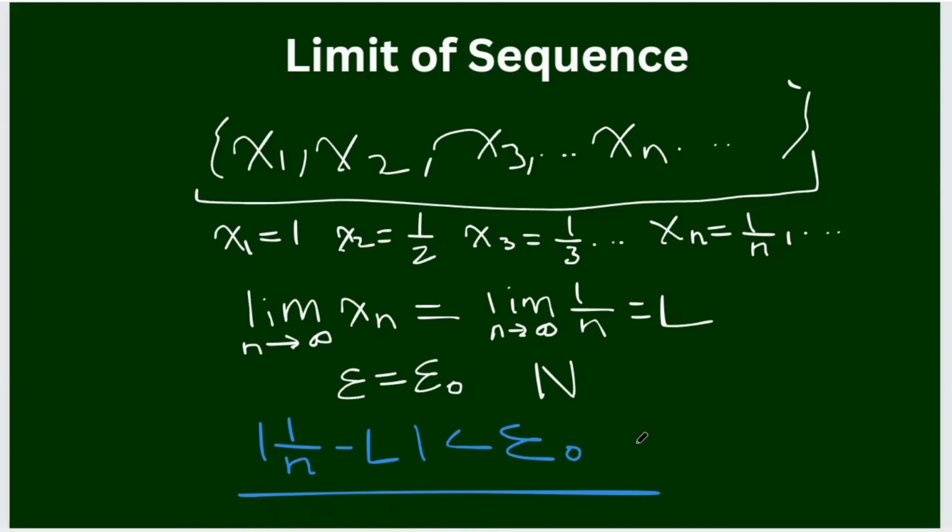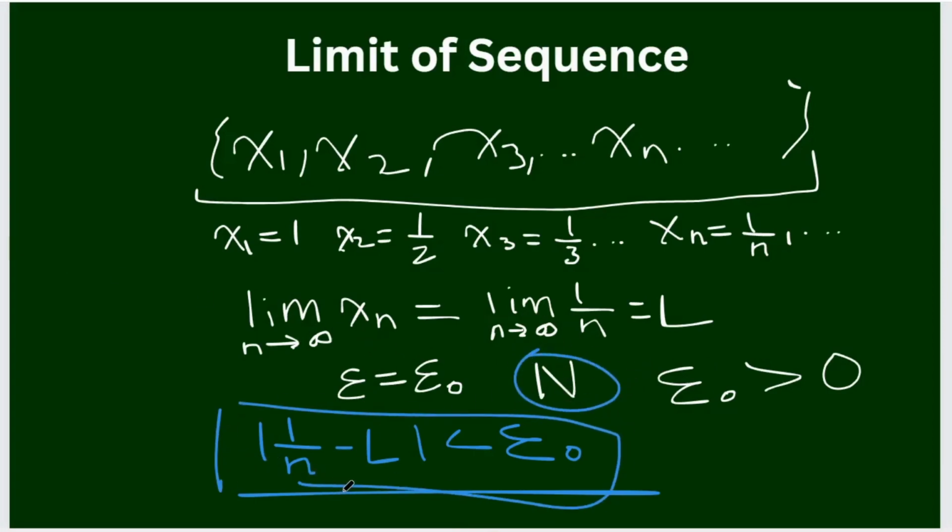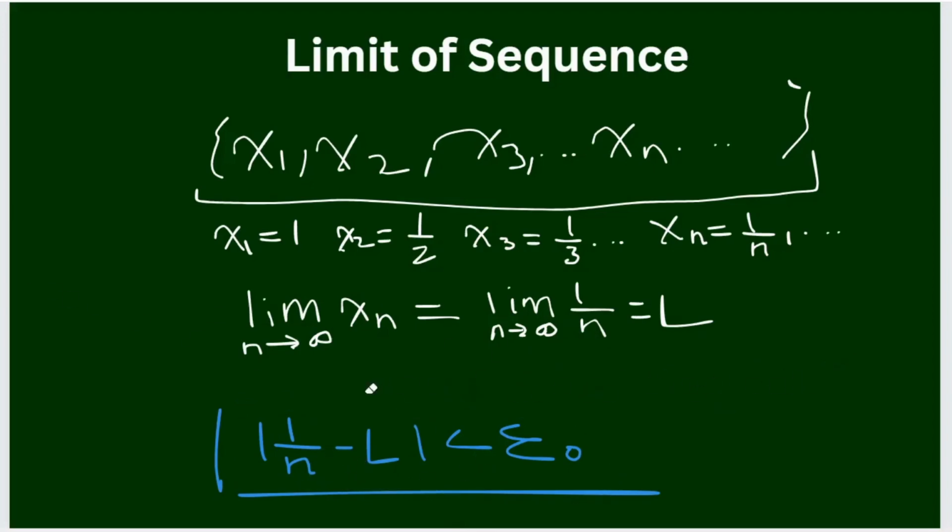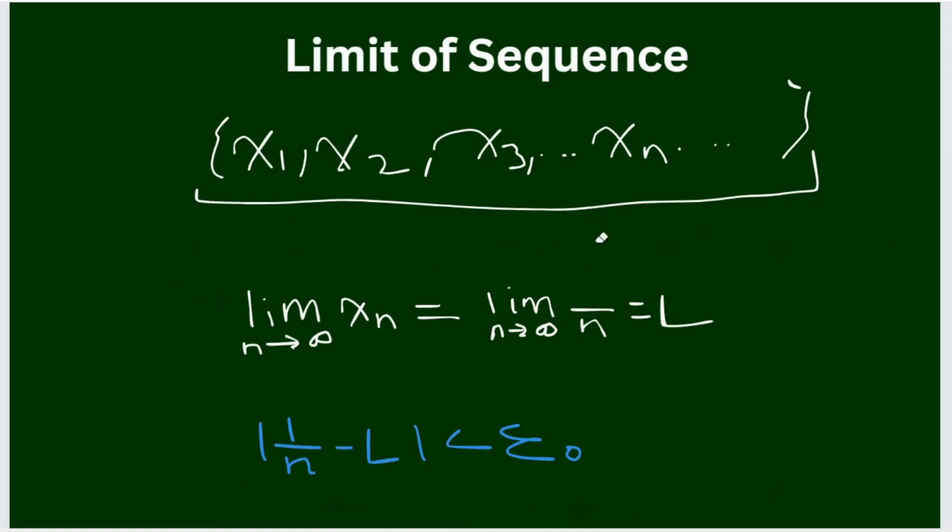So for any given epsilon 0, and by the way, epsilon 0 is greater than 0, so it's a positive number. It can be a very small positive number, but it's a positive number. Now, is this true? Can we find any value of n such that this inequality is true? Well, we can actually solve this inequality, so I'm going to erase this top part here. I'm just going to write xn is equal to 1 over n here.